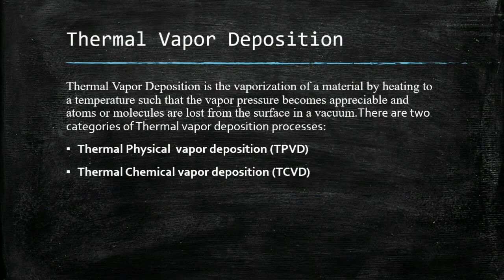Thermal vapor deposition. Thermal vapor deposition is the vaporization of a material by heating to the temperature such that the vapor pressure becomes appreciable and the atoms or molecules are lost from the surface in a vacuum. There are two categories of thermal vapor deposition processes, which include thermal physical vapor deposition and thermal chemical vapor deposition.